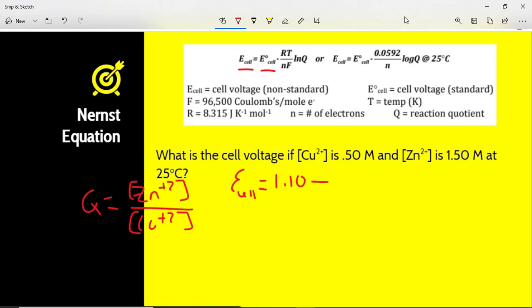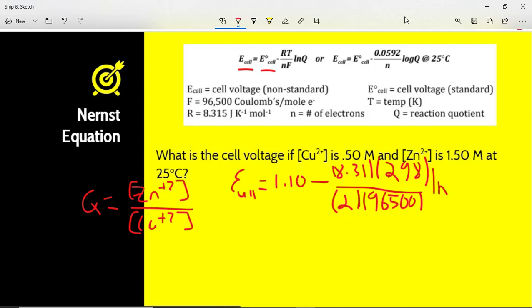We're going to subtract R, again 8.31, times T, so 298. N, the number of electrons, or moles of electrons transferred, which is 2. F, which is Faraday's constant, is 96,500. Multiplied by the ln of Q. Remember, Q is given to us there, so the concentration is 1.50 over 0.50.